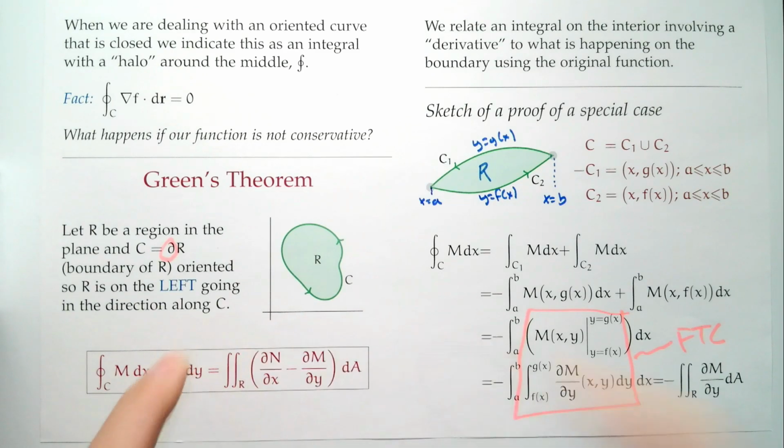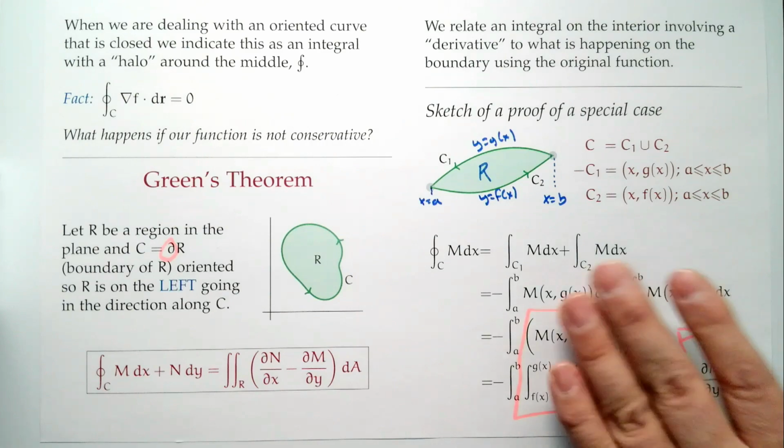The other one is very similar. It's a similar type argument, just turned on the side. All right, let's try this out.